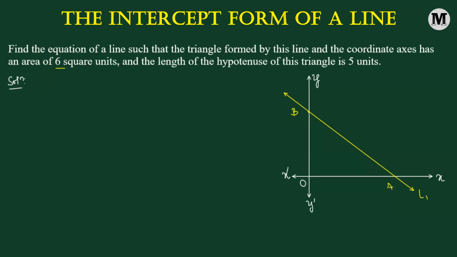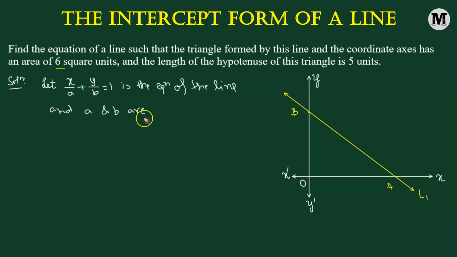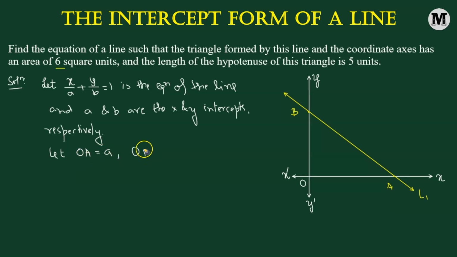To begin with, we're going to suppose that the equation of the line is given by x over a added to y over b equals 1. This is the equation of the straight line, and here a and b are the x and the y intercepts respectively. So we can suppose that OA equals A, that means OA is the x-intercept, and represent OB by B, where OB represents the y-intercept of the straight line.